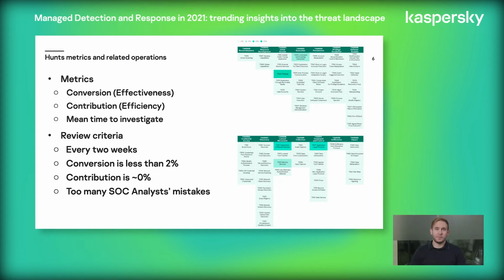And SOC analysts are people. They sometimes make mistakes. As a compensation mechanism, we have several internal review processes to proactively detect systematic mistakes and take appropriate measures. Within these processes, we try to identify what hunt caused the analyst to make the biggest number of errors during their investigation.